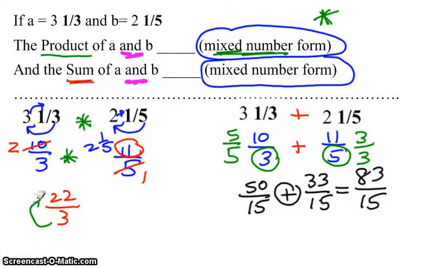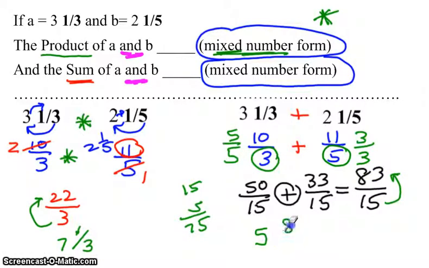3 goes into 22 seven times, with a remainder of 1, so that would be 7 1/3. Over here we need to reduce this. 15 goes into 83, I think that's 5 times, because 5 times 15 is 75. Leaves us a remainder of 8. That's 8/15. So our two answers are the product is 7 1/3, and the sum is 5 8/15.